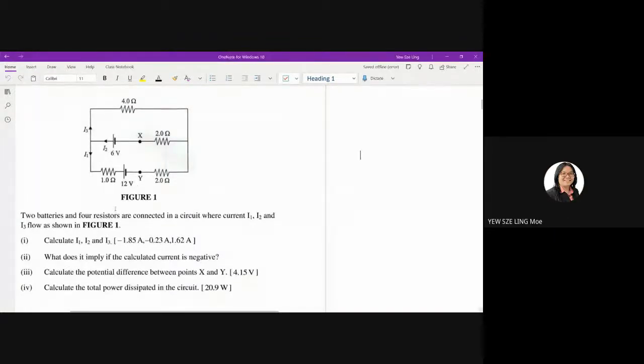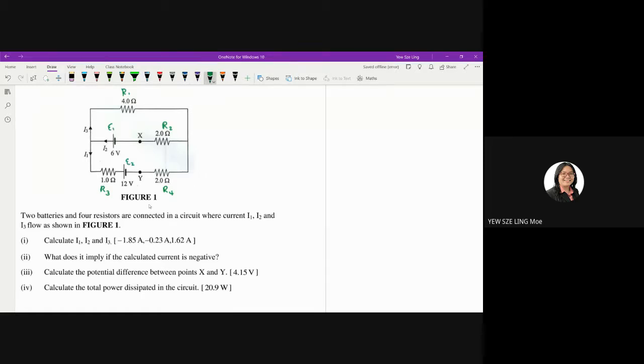All right, now let us go through these questions together. If you look at these questions, obviously this is a two loops question. Okay, soalan dua loop. Now, as usual, before I solve the questions, I like to label my diagram. So how am I going to label it? I'm going to label this one as R1. And then this is my R2, my R3, R4. Okay, and then battery, EMF1, EMF2.